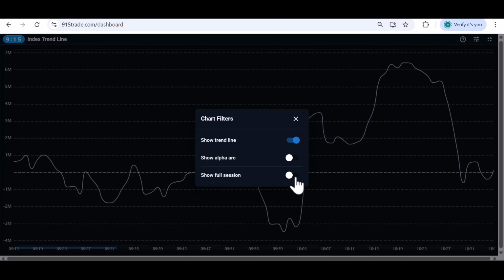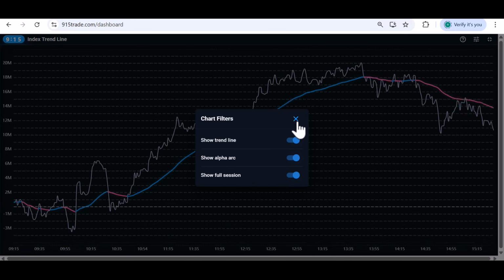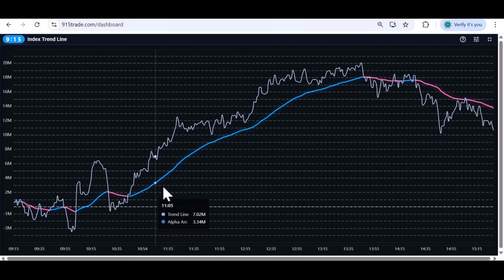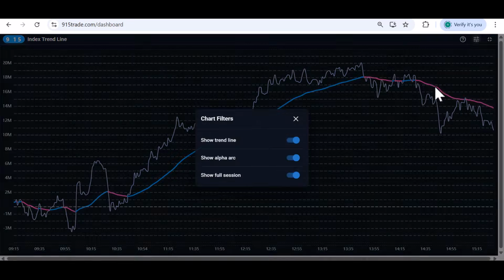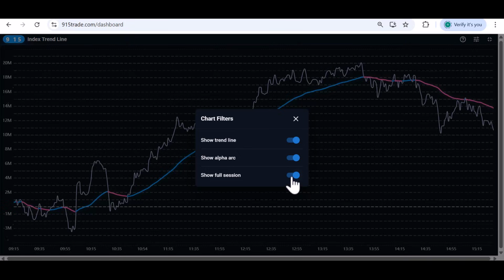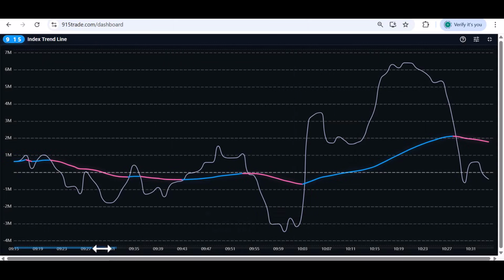Then we have the alpha arc. Think of it as the smoother, calmer big brother. It's a smoothed version of the trend line that cuts out noise and shows the real trend direction. How to use both together?